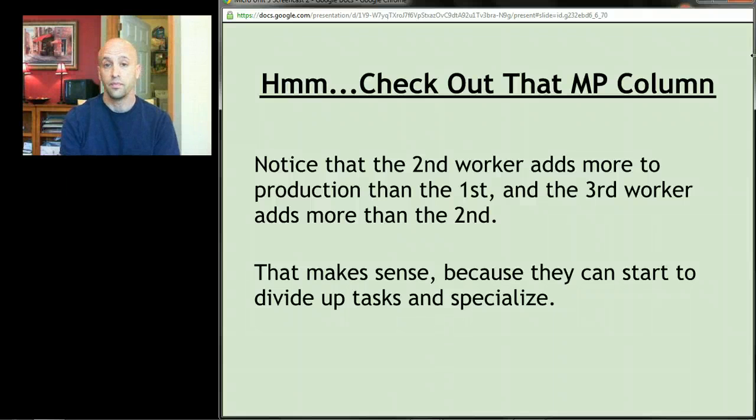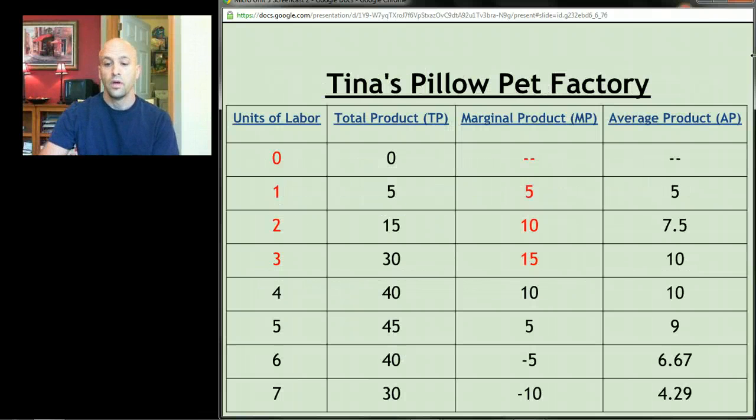That's called specialization. Say we're talking about a pizza place. If one person has to do everything, make the dough, make the sauce, make the cheese, they might not produce as much, or two of them individually wouldn't produce as much as two people working together. One person focusing on the cheese and the sauce, one person focusing on the dough. So you can see that in the table in terms of the marginal product column. The first worker added 5 to production, the second worker added 10, and the third worker added 15. We were getting bigger and bigger jumps in production as we were hiring workers, at least initially.